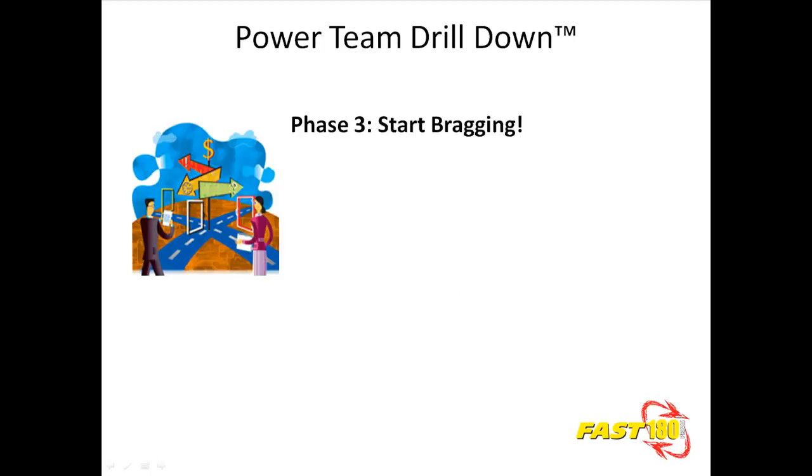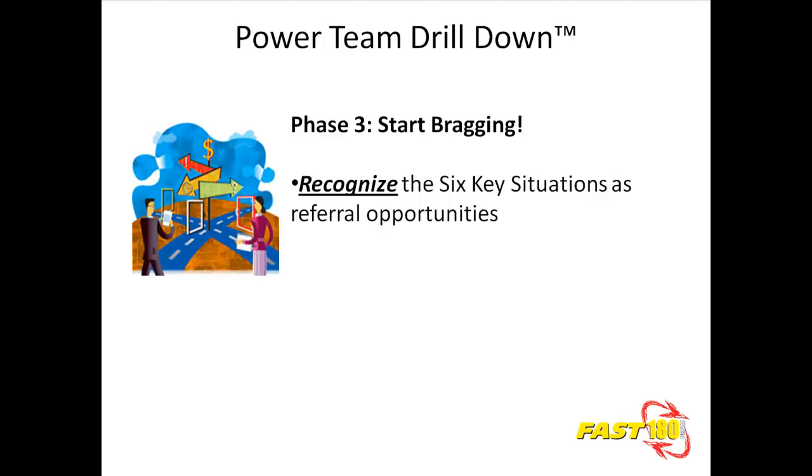And then finally, the third phase of your roadmap is to get out there and start being a bragging buddy. That begins with you recognizing the 6 key situations as referral opportunities. Can you rattle off the 6 key situations right now? If not, go back and study them, because anytime someone experiencing one of the 6 key situations crosses your path, you're standing in the middle of a referral opportunity.